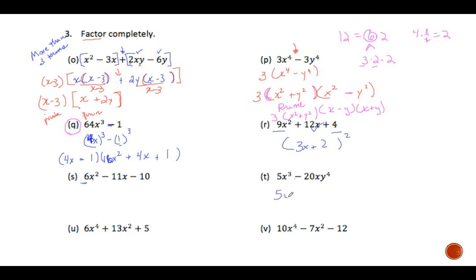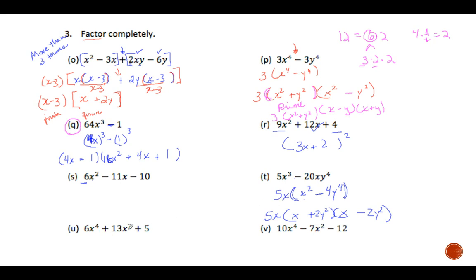A 5 is common and an x is common, leaving me with x squared minus 4y squared. I'm sorry, 4y to the fourth. 5x is prime, but this second factor is the difference of two perfect squares. And the difference of two perfect squares pattern is one that you should know very well. Okay, and if you doubt me, multiply those all out and you will get 5x cubed minus 20x y to the fourth.